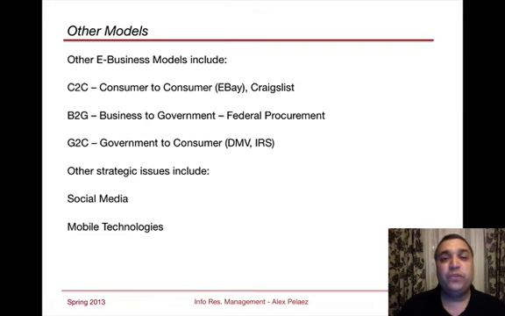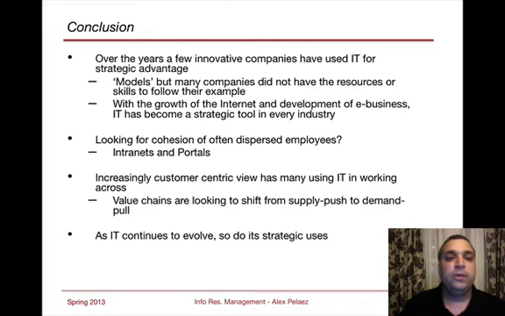Other strategic issues for these models, again, I keep referring to as social media and mobile technologies, because those are the two big ones for today. For some of you who are in the healthcare industry, obviously there are regulatory and other incentives or initiatives that are out there that are more strategic for your organizations because you're trying to get some money from the federal government or because you're trying to reduce hospital readmissions and so forth. So there are different things for different industries, but these two would just be across all industries, maybe with very few exceptions. So the conclusion is, over the years, a few innovative companies have used IT for a strategic advantage.